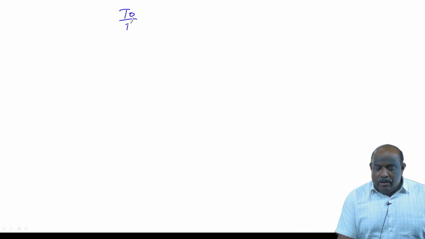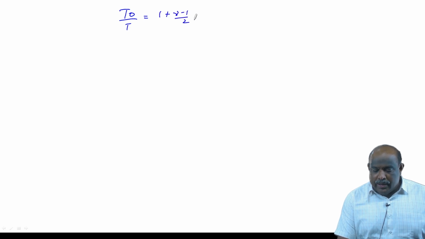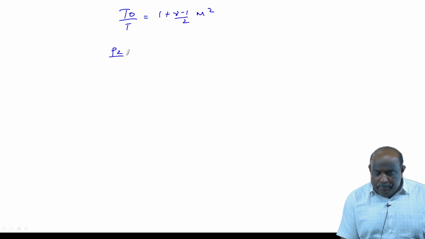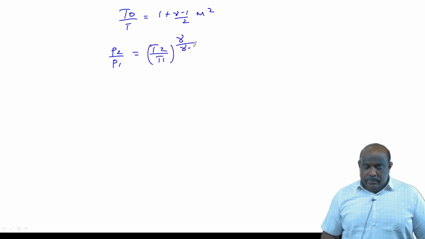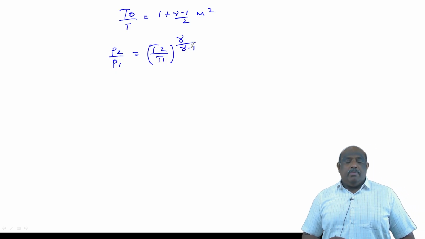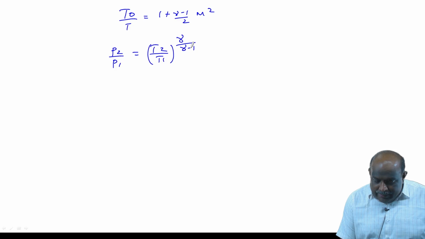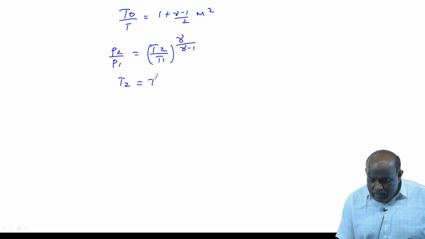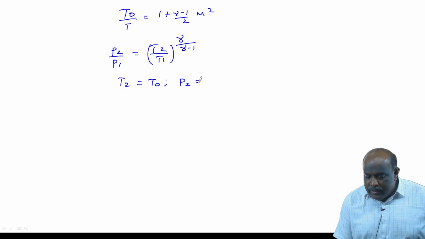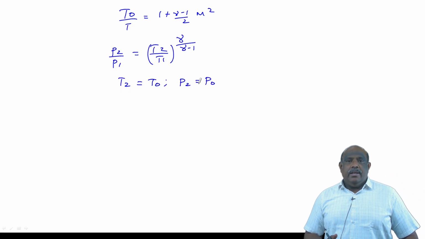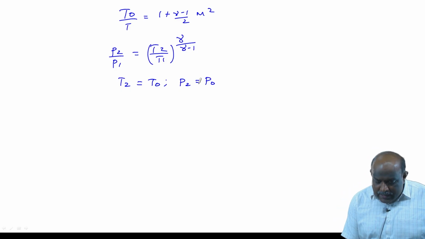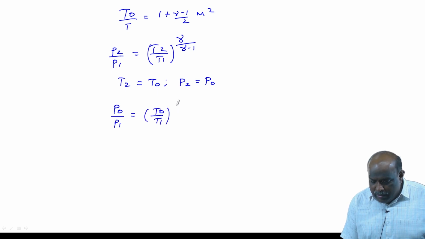So, already we know that T naught by T is 1 plus gamma minus 1 by 2 into M squared. Now, we got P2 by P1 is T2 by T1 whole power gamma by gamma minus 1. Now, when T2 becomes T naught, what about P2? P2 becomes P naught. When condition 2 is brought to stagnation, P2 also will become P naught, which means P naught by P1 equal to T naught by T1 whole power gamma by gamma minus 1.